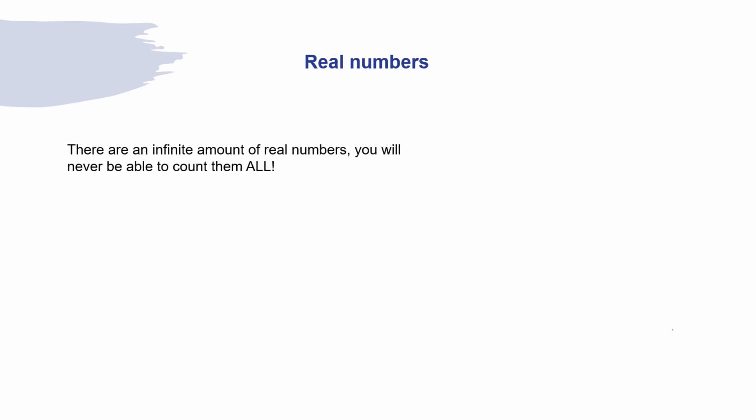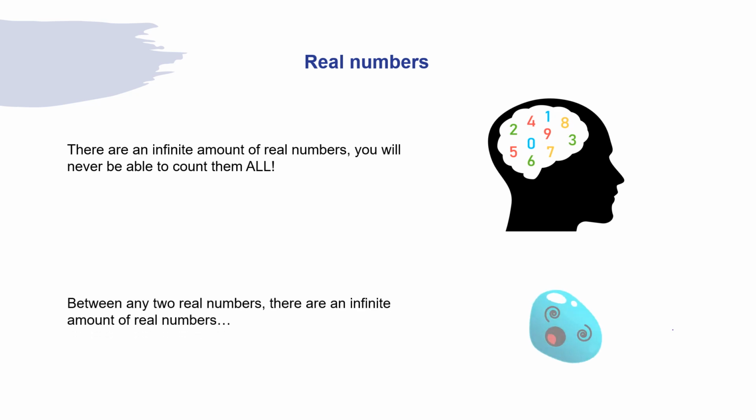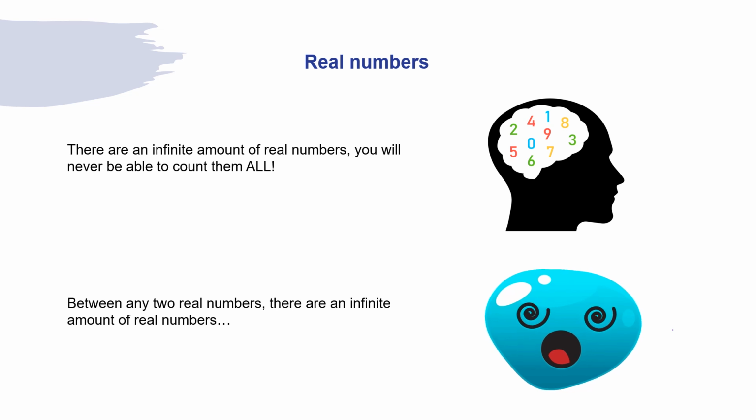Moving on to real numbers. All the numbers you have come across, like integers, fractions, decimals, rational and irrational numbers, are real numbers. There are an infinite amount of real numbers. You will never be able to count them all. Between any two real numbers, there are an infinite amount of real numbers. Now that's a bit of a head scratcher.